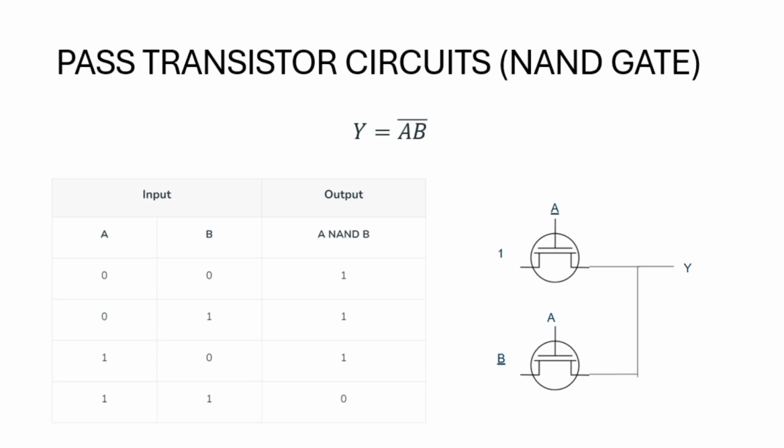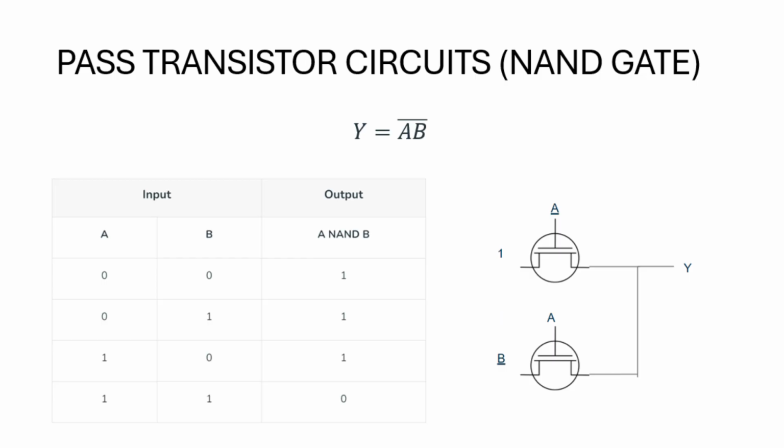Next we have a NAND gate. For a NAND gate, the logic equation is y is equal to a dot b whole bar. Looking at the truth table, all the input combinations generate 1 except for the last one, for which both inputs are 1. Only then will the output be 0. So this is the equivalent circuit for a NAND gate.